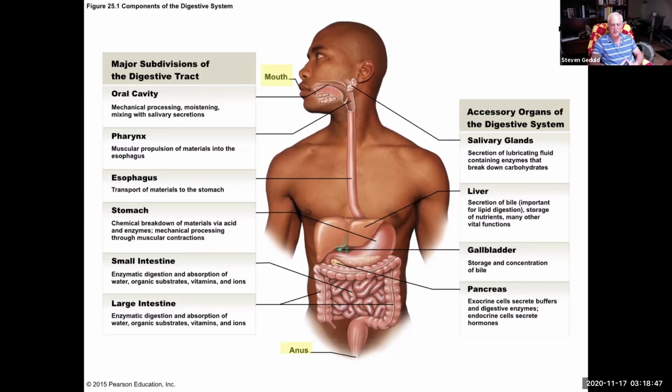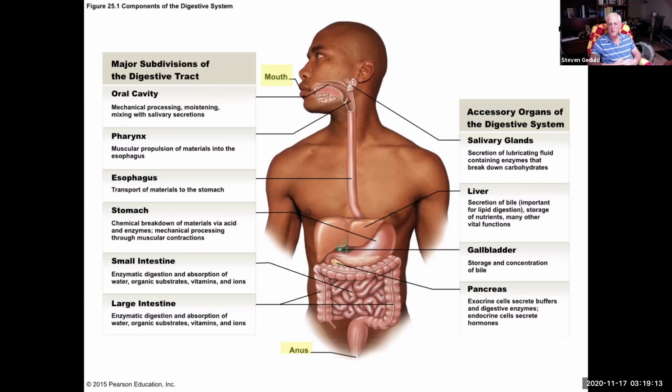Then we go to the large intestine. You still get more enzymatic digestion and absorption of water, organic substrates, and vitamins. Now you get some digestion, not as much as in the small intestine. To help all that along, you have salivary glands. You have three types up in the head and neck area: the parotid gland, sublingual glands, and submandibular glands. They secrete fluids and enzymes that break down the carbohydrates.